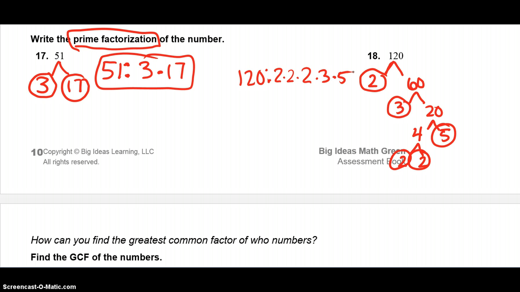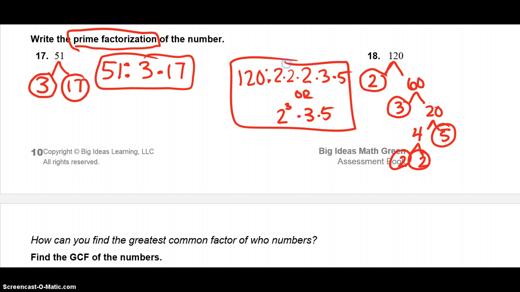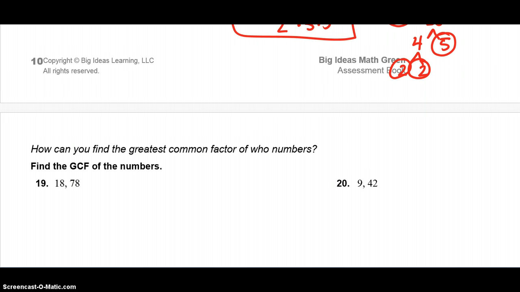Or if you like to write it as a power, if you're comfortable with that, we could have 2 to the third power, or 2 cubed, times 3 times 5. Either one is correct. Now my next section says, how can you find the greatest common factor of two numbers?